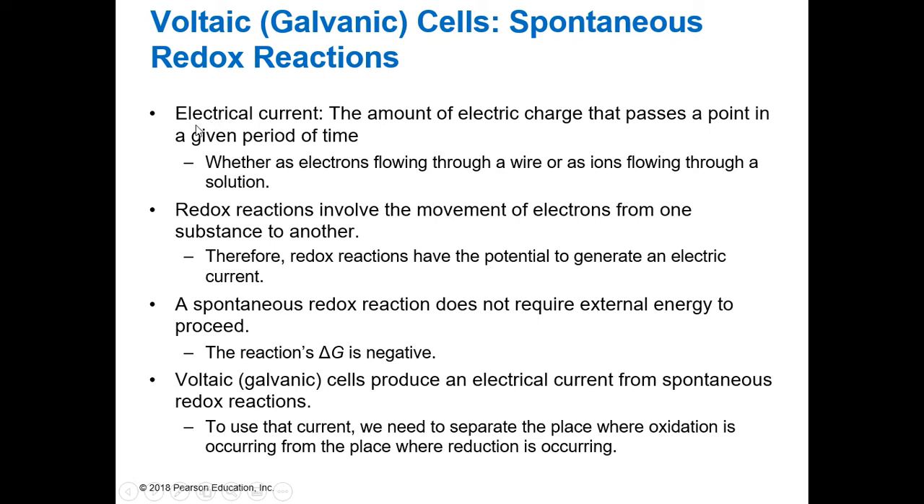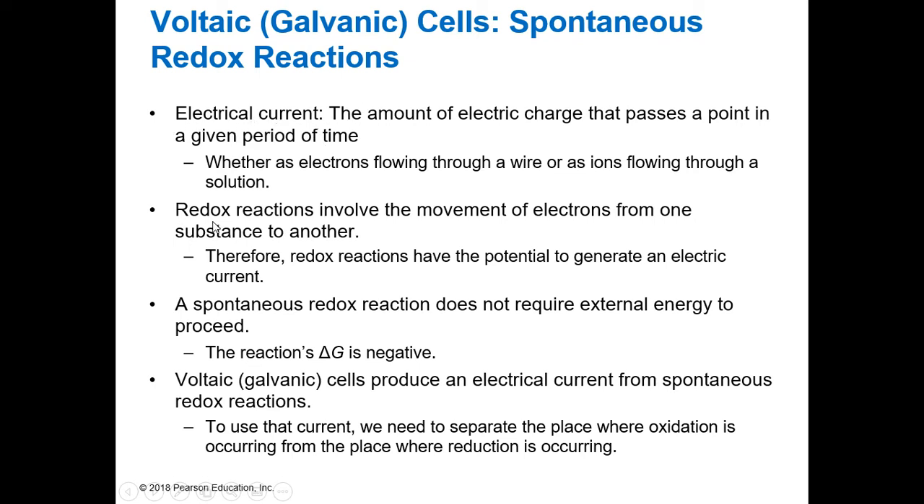Let's talk about the electrical current. So electrical current is the amount of electric charge that passes through a point in a given period of time. Normally what we're talking about is our electrons. We can be talking about electrons flowing through some wire, or we can talk about ions flowing through some solution. The electrical current will be how much of that charge, whether they're electrons or ions, passes through some point in a given period of time. That is how we would get our electrical current.